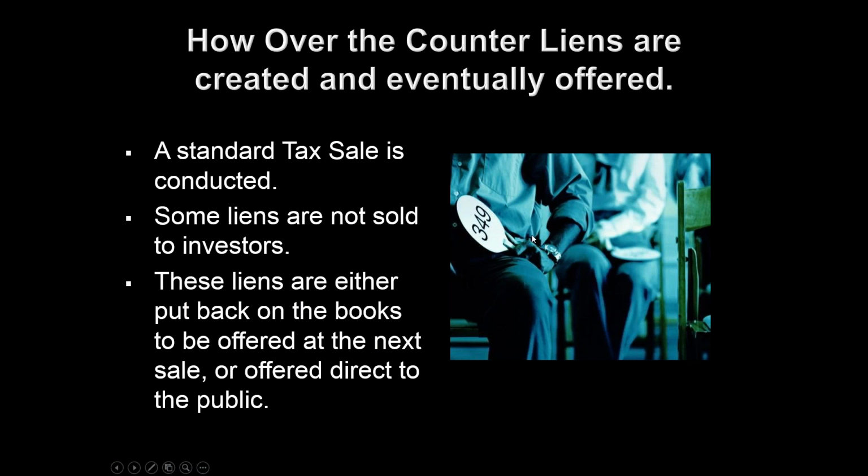So how are over-the-counter tax liens created and eventually offered? Well, first of all, a standard tax sale is going to be conducted. If it's an online auction or a live auction, they're going to have their yearly tax sale or their monthly tax sale or whatever it is that particular county or state does. Now, there are going to be some liens that aren't sold to investors during the auction. These liens are either going to be put back onto the books to be offered at the next sale, or they may have what's called a resale, where they resell those same properties, tax lien certificates, or tax deeds. Or they're offered directly to the public through over-the-counter investing.